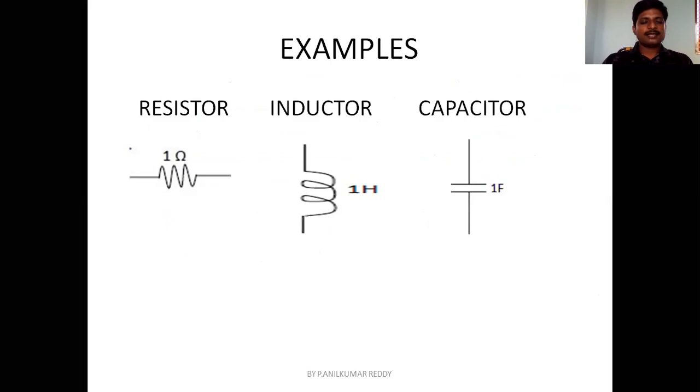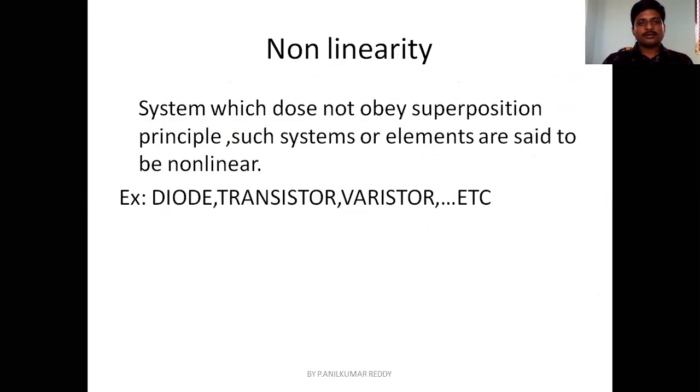So these three elements are examples of linear systems. Now, non-linearity. Non-linearity means, if any system is not obeying the linearity property, then that system is known as a non-linear system. For example, diodes, transistors, and all other electronic devices. I will tell you the difference between linearity and non-linearity graphically.